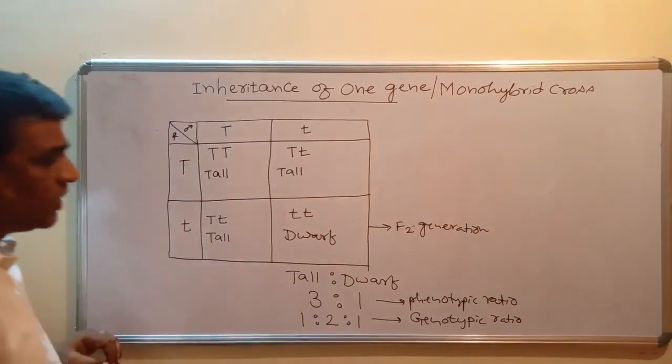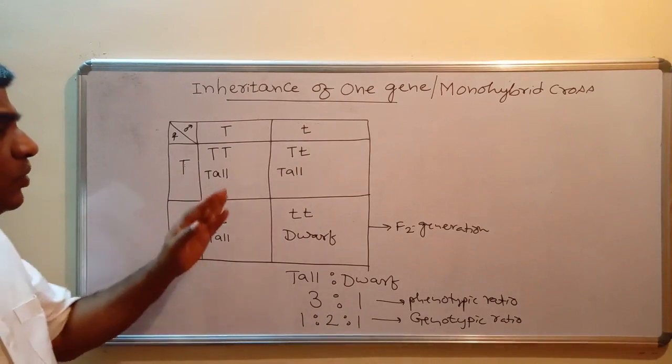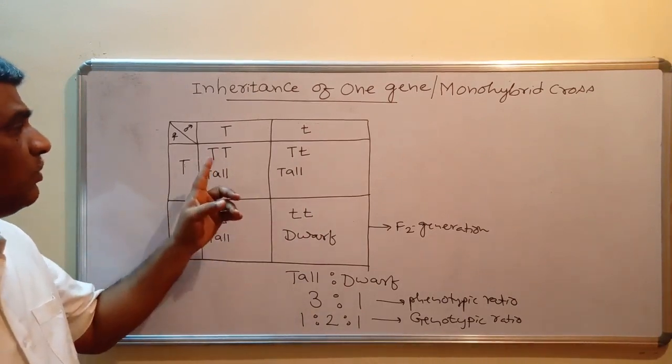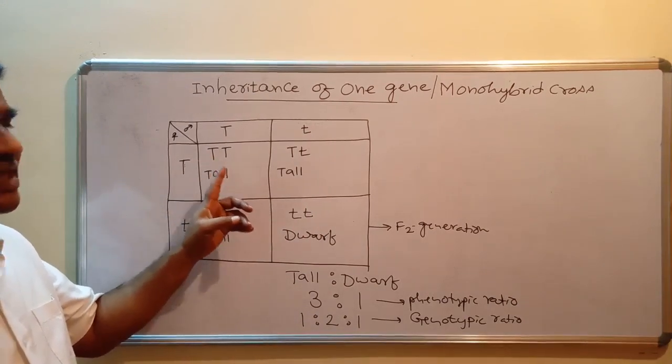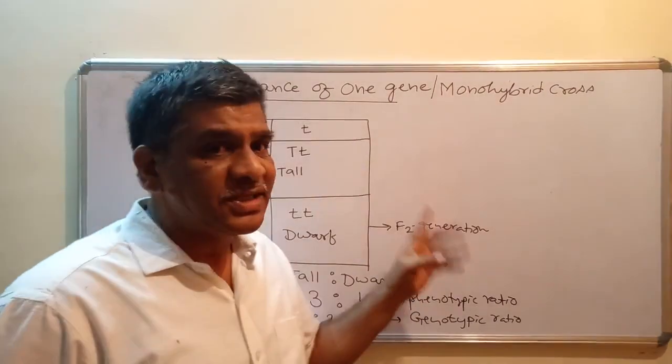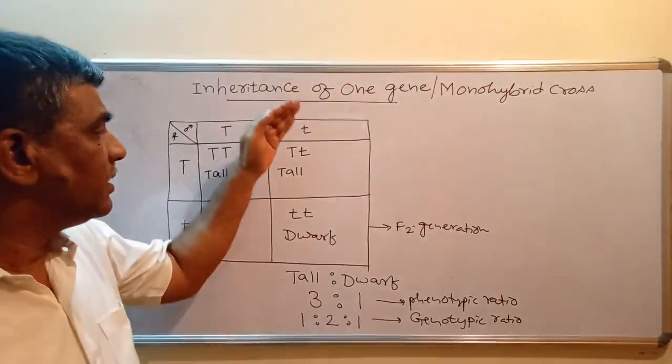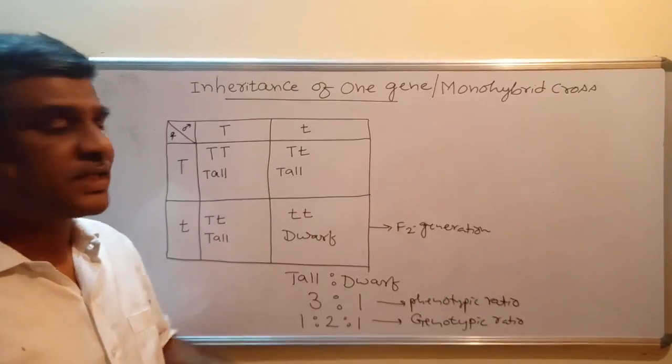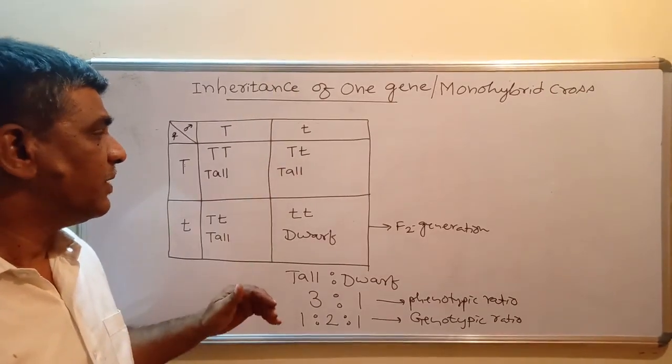So here we can understand how a particular gene, only one gene which is responsible for one particular characteristic, is considered, and how it gets inherited to the successive generations. That is what we have understood.